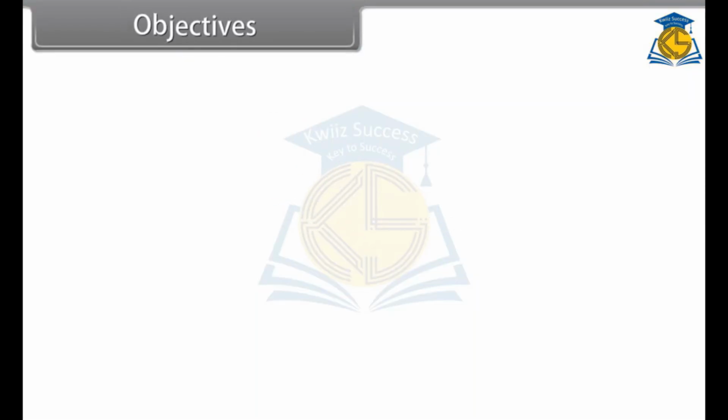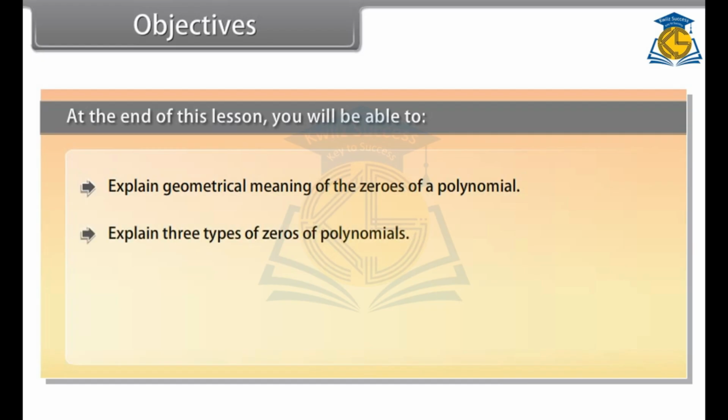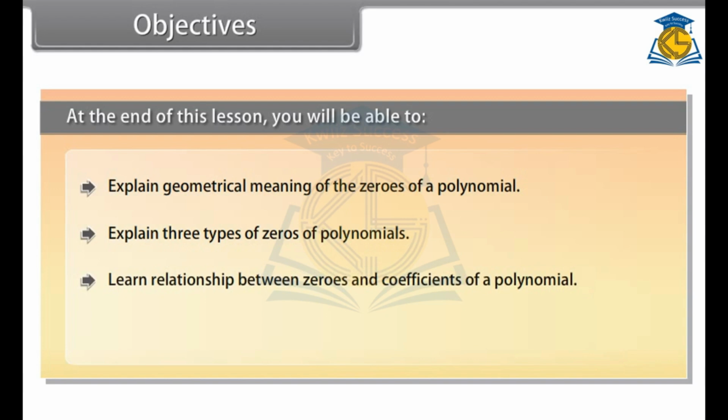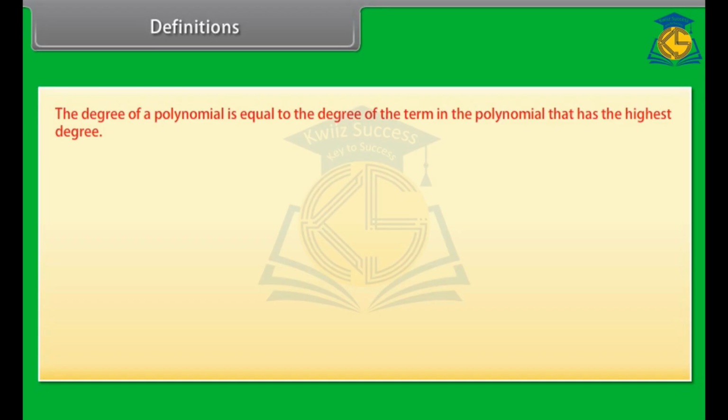Objectives. At the end of this lesson you'll be able to explain geometrical meaning of the zeros of a polynomial, explain 3 types of zeros of polynomials, learn relationship between zeros and coefficients of a polynomial, explain division algorithm for polynomials. Definitions. The degree of a polynomial is equal to the degree of the term in the polynomial that has the highest degree.